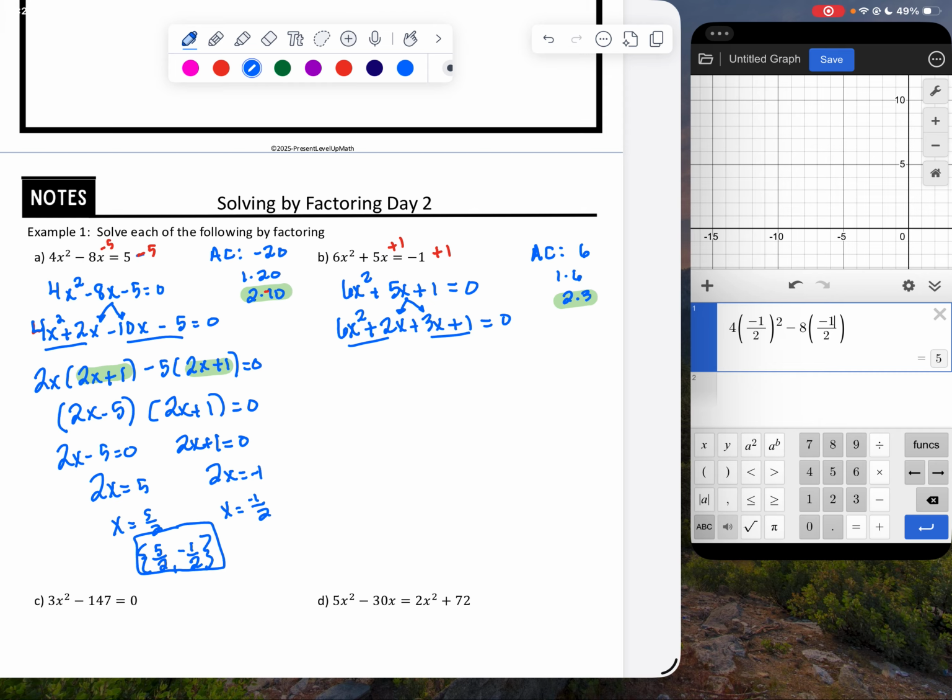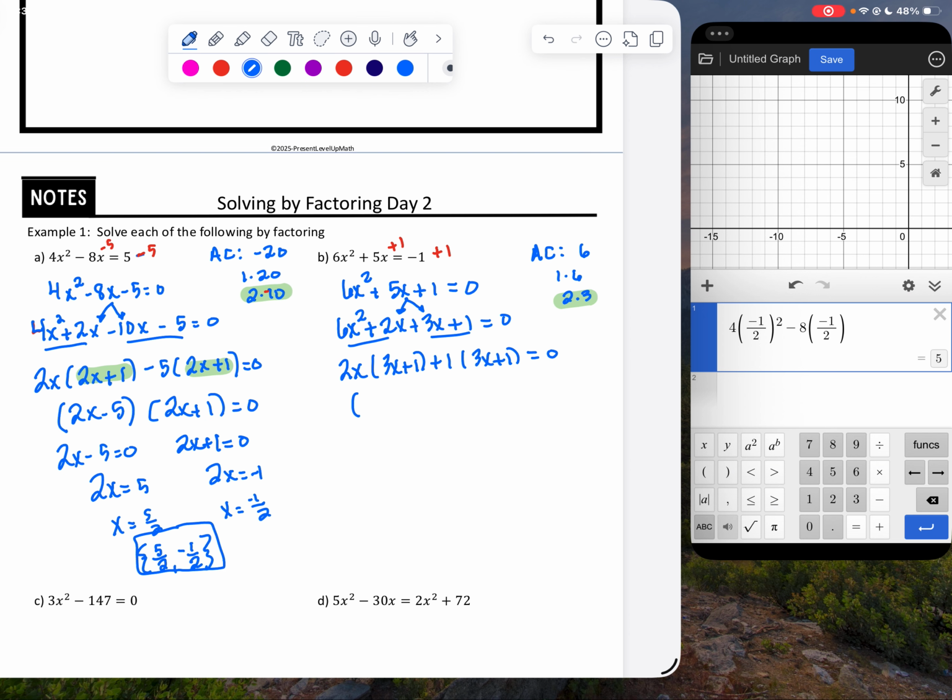When I group up the first two terms, my greatest common factor would be 2x, and that would leave me 3x plus 1. Now, in my second group, 3x plus 1, the only common factor we have is 1. So we just write down a 1. And if you divide 3x plus 1 by 1, you're still going to get 3x plus 1.